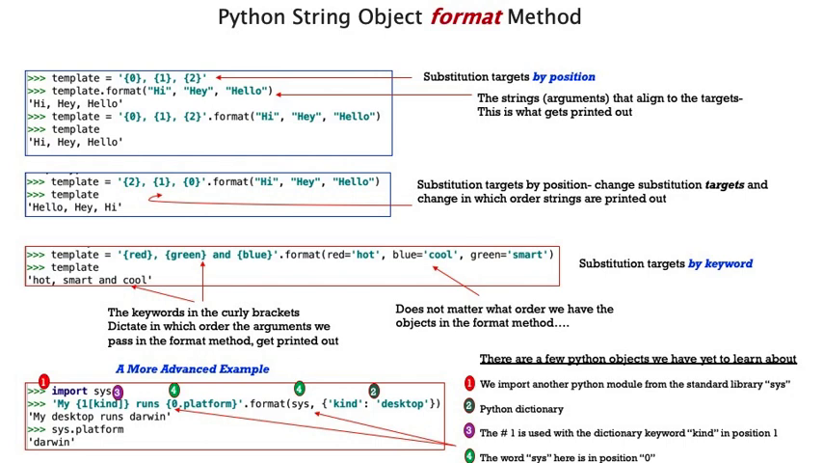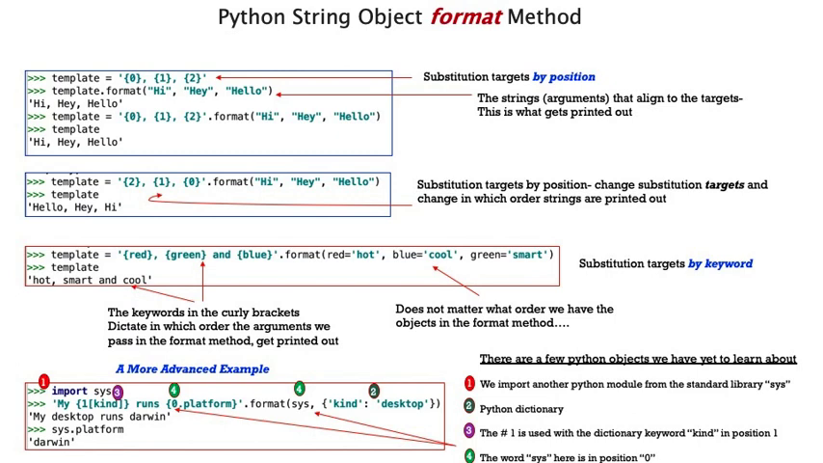This is another extremely useful topic that I'm sure you'll use quite regularly. This is the string object format method. In the first snippet of code, we have a variable called template. And what we have first are substitution targets by position. We can use these by position or by keyword. We'll go through both, but the first one is by position.